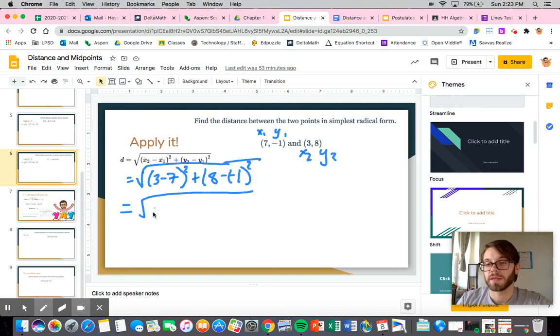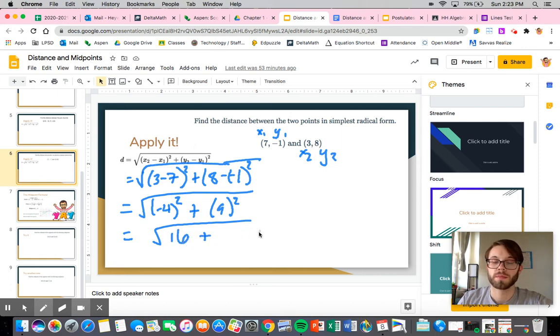So 3 minus 7 is -4. Don't forget the negative is inside the parentheses, so when you square it, it will be positive. Plus 8 minus a negative 1, so 8 plus 1 is 9 squared. So I get the square root of 16 plus 81. Okay, so that would be the square root of 97. You can actually fight with this all day, but there's no way to simplify the square root of 97. So you would just leave the square root of 97 as your answer.